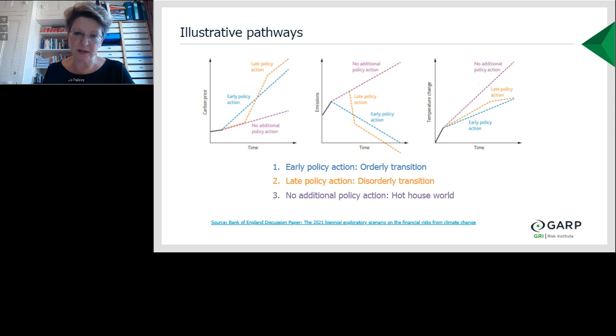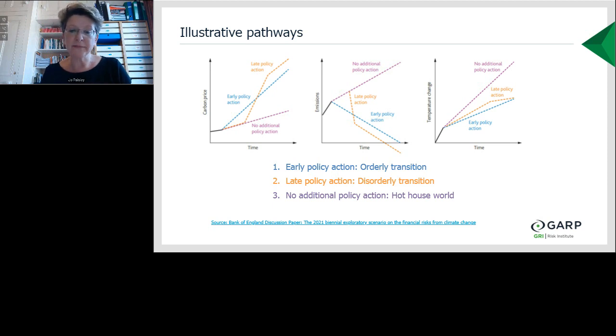There's an early policy action, which is in blue, and that's where we get our act together and we enact policies that will help to reduce emissions and limit the temperature increase. There's also then a late policy action. That's more a disorderly transition. And here the policymakers are late to take action and they have to somewhat slam on the brakes. And that means that on the left-hand column, you get a steeper rise in the carbon price. In other words, things have to happen in a more abrupt way, and you don't have such a great outcome in terms of temperature increases.